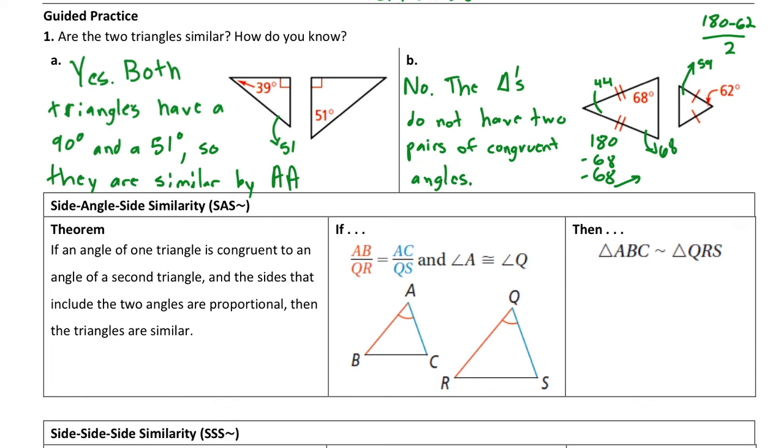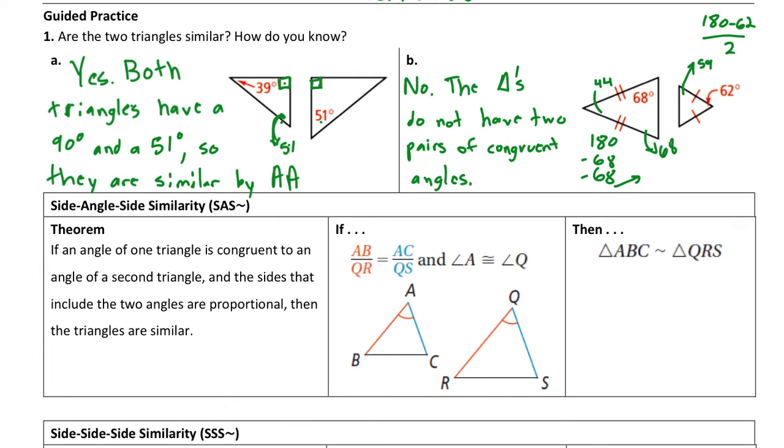In A, the triangles are similar because if I do 90 minus 39, that third angle is 51, and I have a pair of congruent angles because these are both 90. I have another pair because these are both 51. So they're similar by AA because I have two pairs of congruent angles. In part B, I found all three angles of each triangle just to prove that it doesn't even have a single pair of congruent angles, so that's why it's no. There's not even one pair of congruent angles. So these triangles in part B can't be similar by AA.